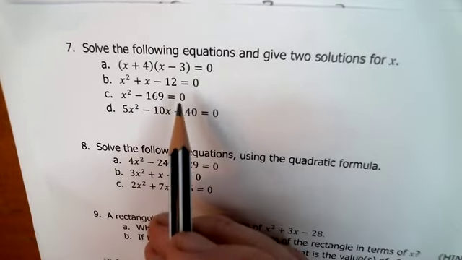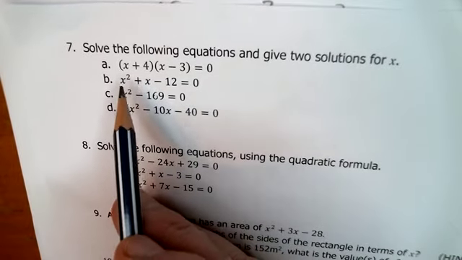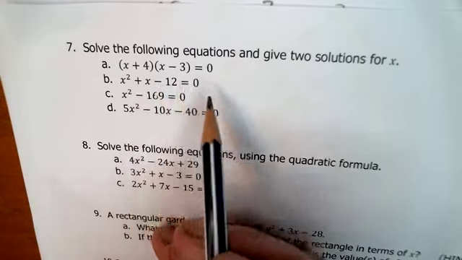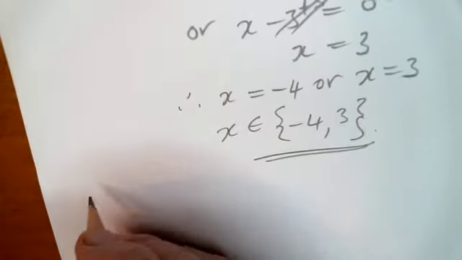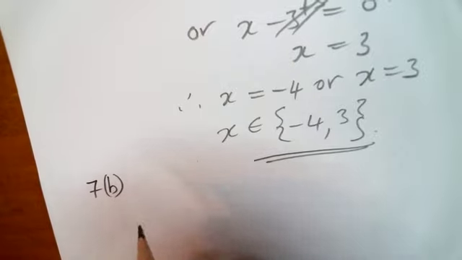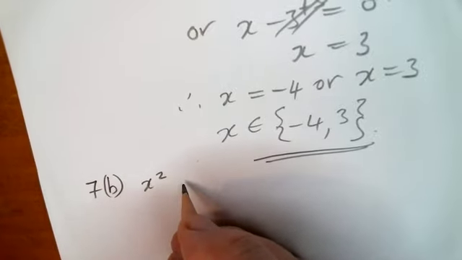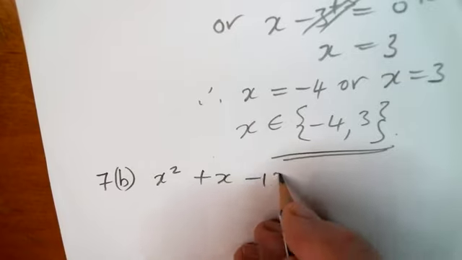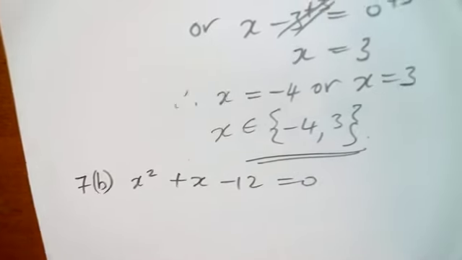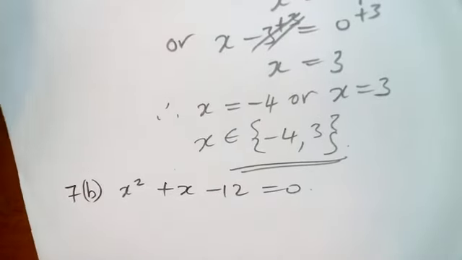All right, next quadratic we're going to solve is this one here, b. x squared plus x minus 12 is 0. Let's write that out. So I've got 7b, and we've got x squared plus x minus 12 is 0. All right, so the first thing we're going to do is factorize this.